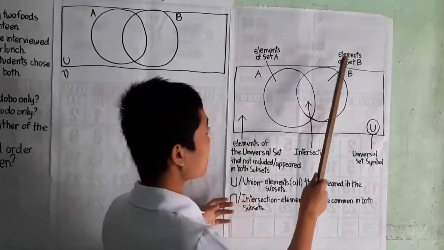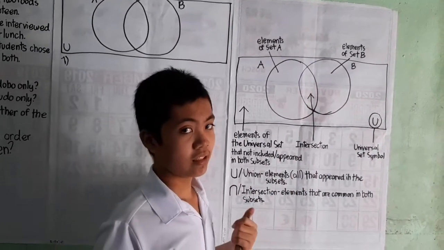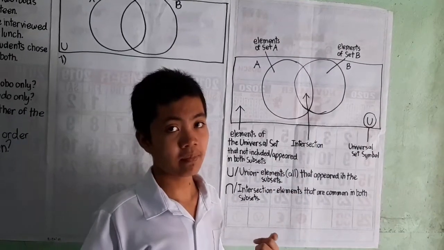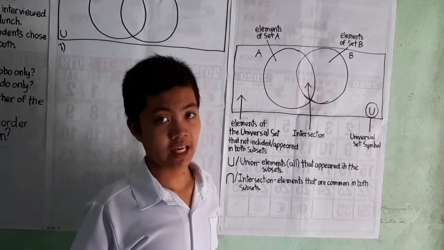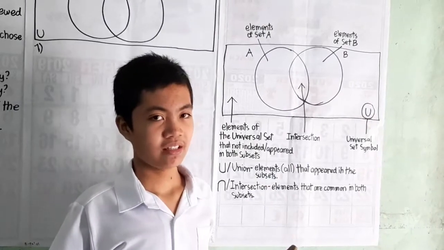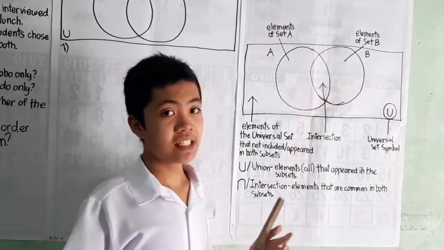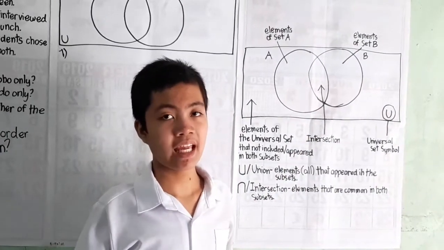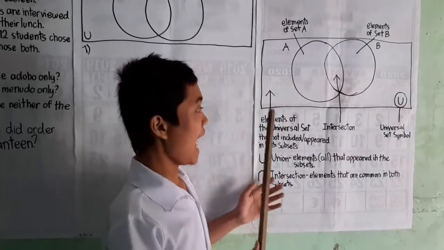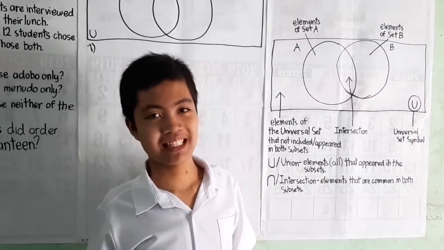Same also to the elements of set B. The overlap part of set B is not included. So that means this part is only the elements of set B that are not shared with set A. This middle part is called the intersection part. You already know, that means this part has the elements that are shared by subset A and subset B. This box represents the elements of the universal set that are not included in both subsets.